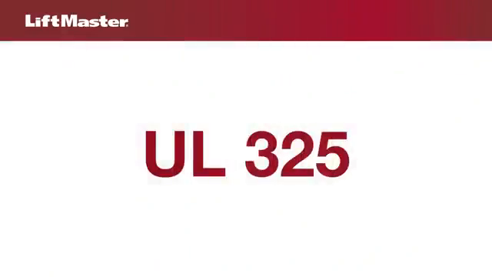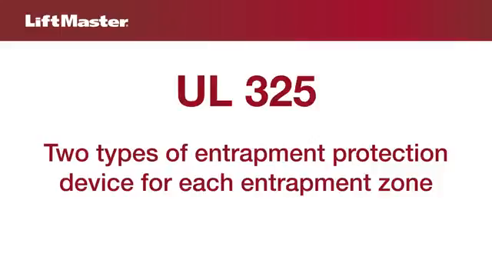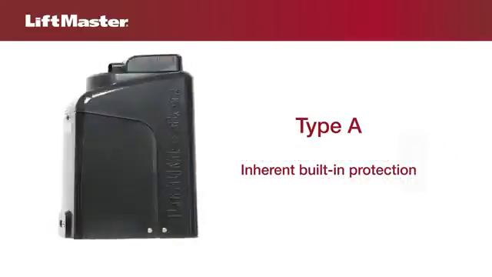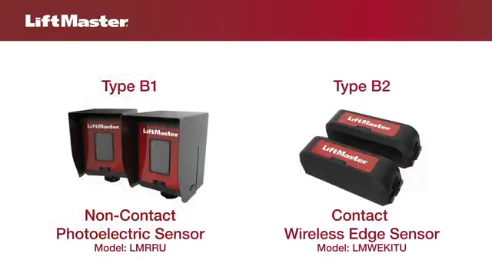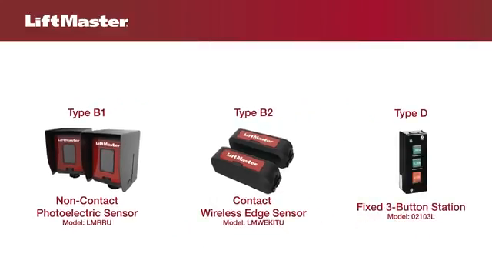UL 325 requires that gate installations must have at least two independent entrapment protection devices for each entrapment zone. Type A is inherent protection built into the operator. Type B1 is a non-contact sensor, such as a photoelectric sensor. Type B2 is a contact sensor, such as an edge sensor. Type D is a fixed 3-button station.